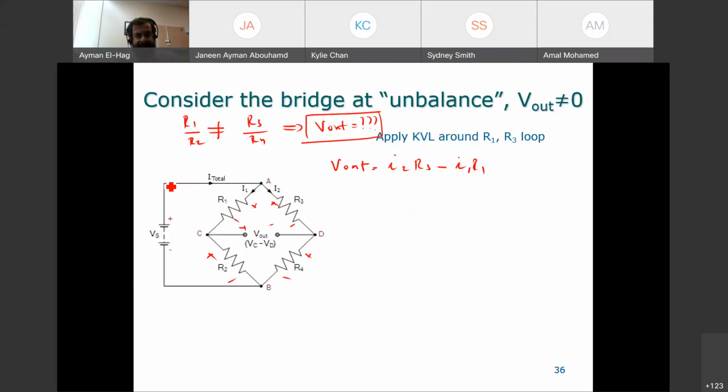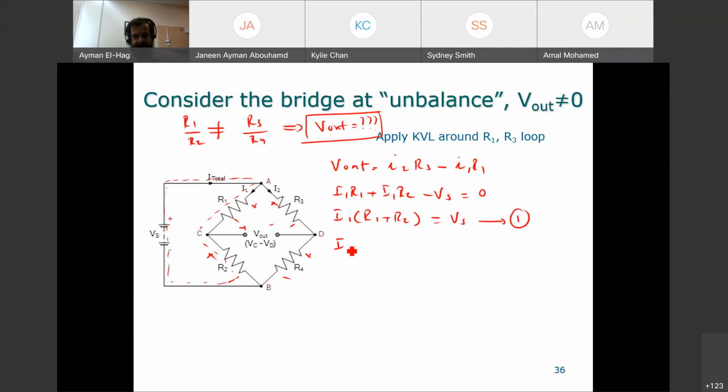Okay, so let me take KVL in this loop and in the outer one. So let's start with this. So I1 R1 plus I1 R2 minus Vs is equal to 0, or I1 times (R1 plus R2) equals Vs. This is one equation. Then I will take KVL in this loop, the outer loop.